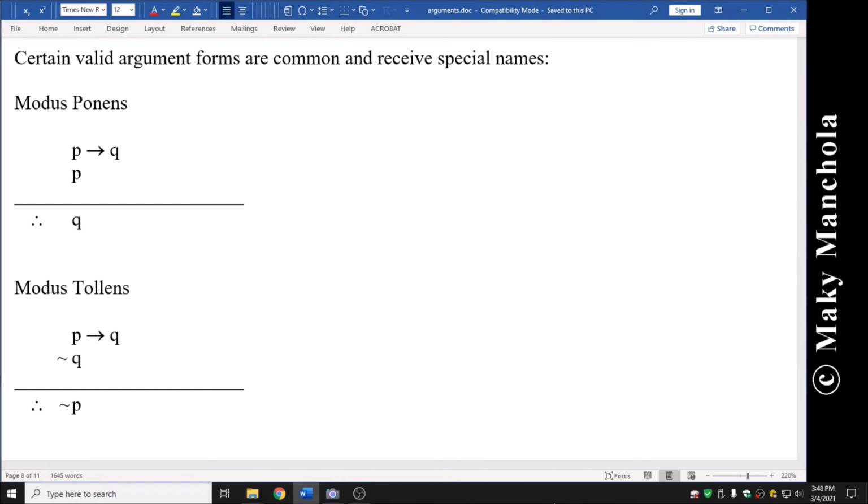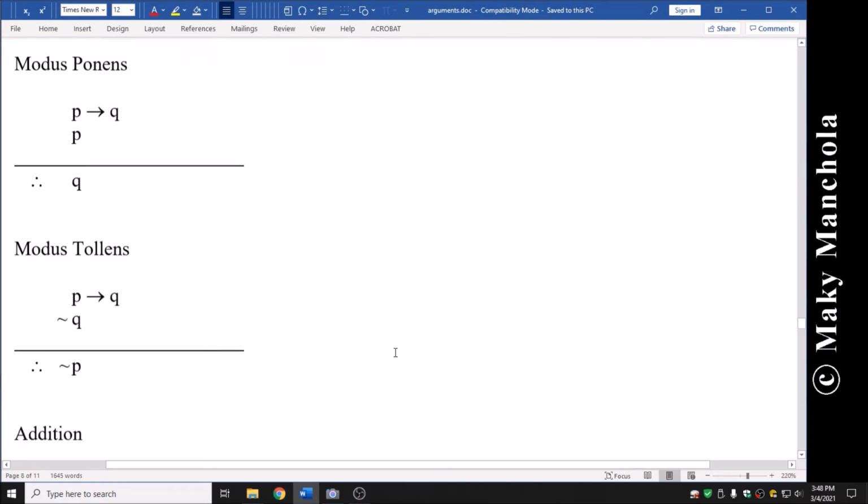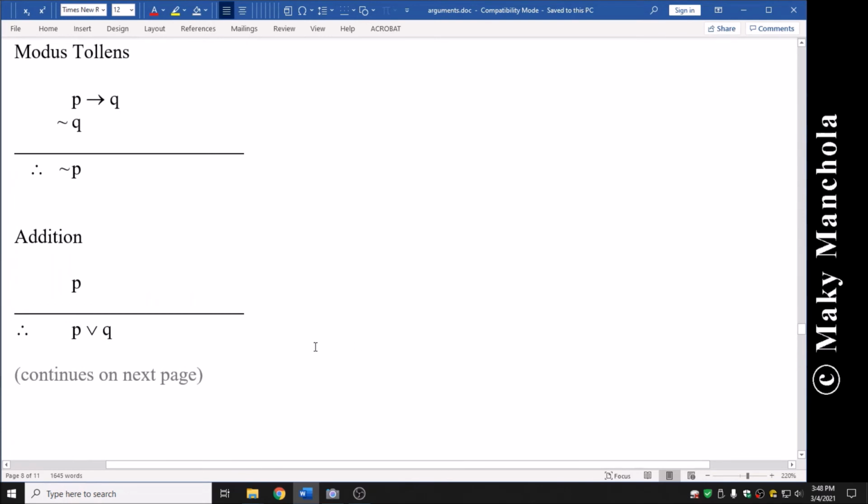Certain valid argument forms are common and receive special names. Modus ponens is the argument form P implies Q, P therefore Q. This happened in our first example. Here is another one. Modus tollens. P implies Q, negation Q, therefore negation P. Addition. P, therefore P or Q.